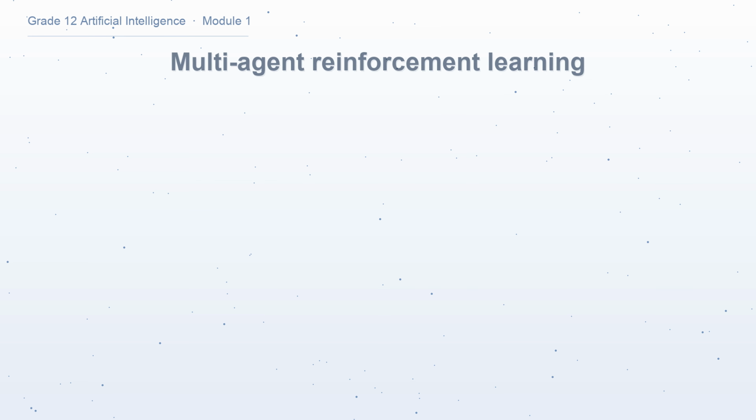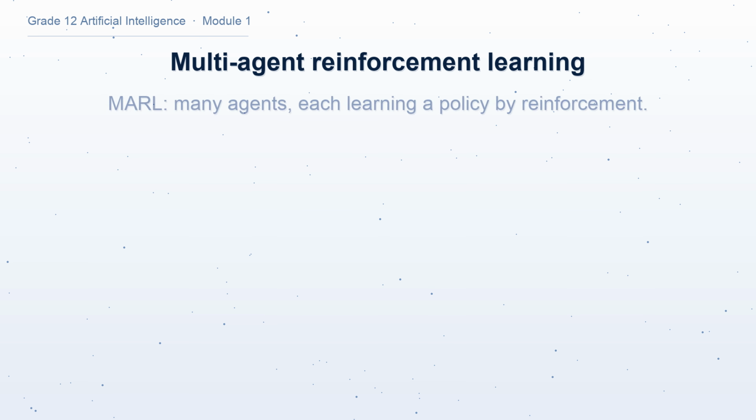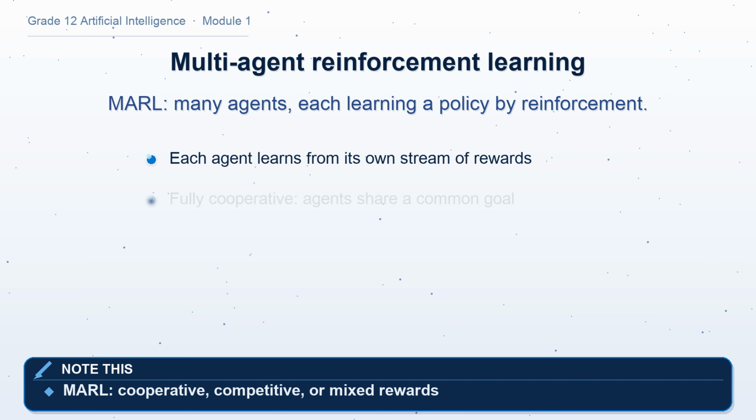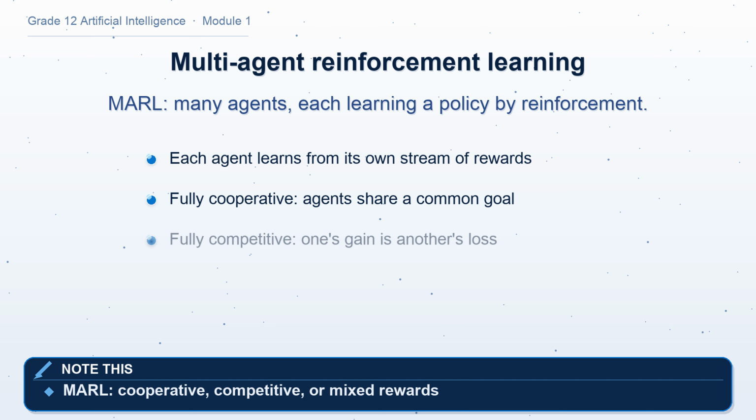Multi-agent reinforcement learning, often shortened to MARL, combines the two ideas we have just met. Several agents learn at once, each shaping its own policy from the rewards it receives. We classify these settings by how the rewards relate. In a fully cooperative setting, the agents share a common goal and a common reward. In a fully competitive setting, one agent's gain is exactly another's loss. Most real systems are mixed, with both cooperation and competition present together.